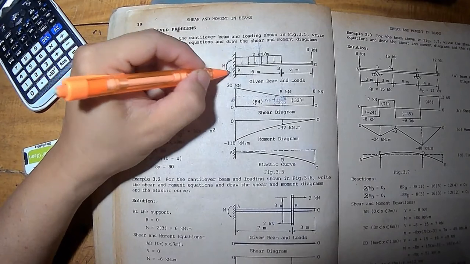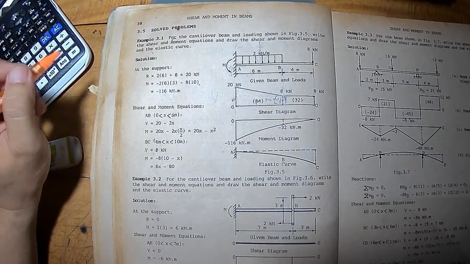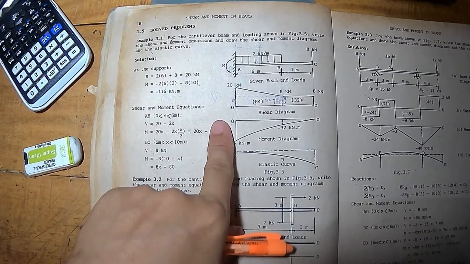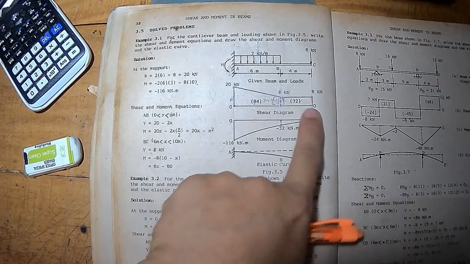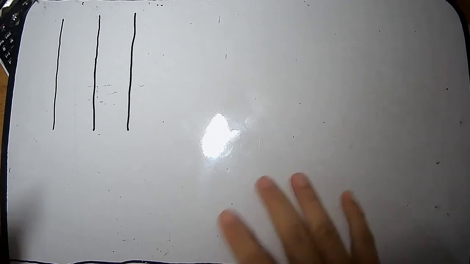But counterclockwise ang direction ng moment reaction. Kaya, negative yan. Okay? Now, let us draw the shear diagram. Ito. Okay? So, let's draw.